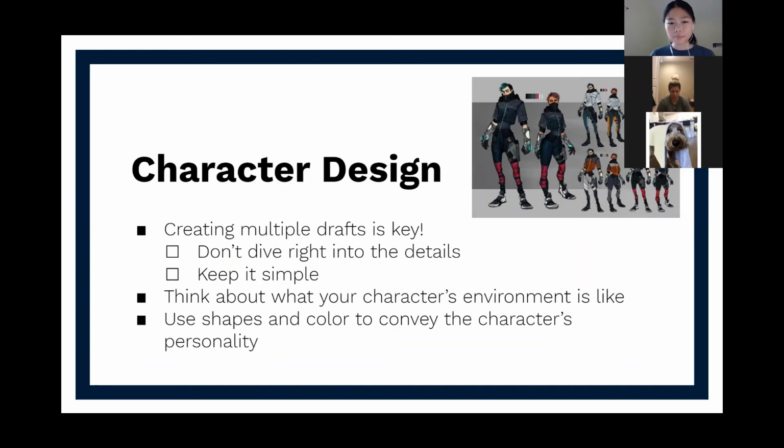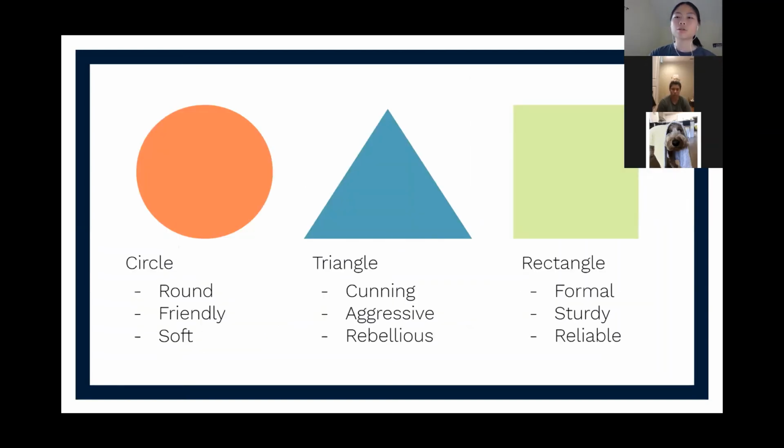And another way you can design characters, other than starting with a concept, would be to use shapes and colors, like I will show you here. So these are 3 basic shapes: a circle, a triangle, and a rectangle. But using these shapes, you can create character designs that convey certain traits. For example, on the left, we have a circle.